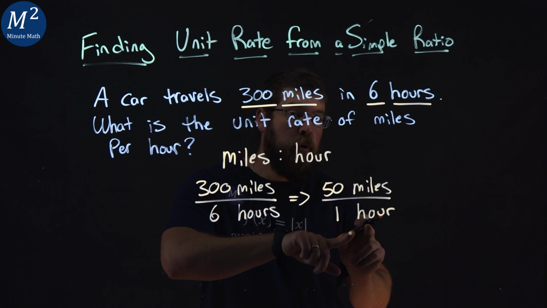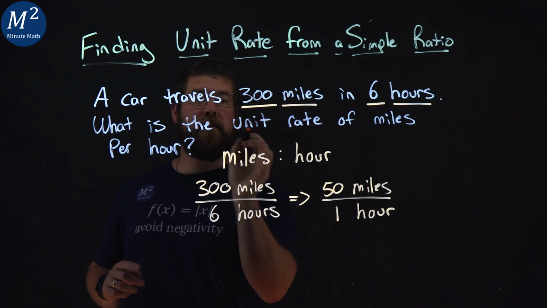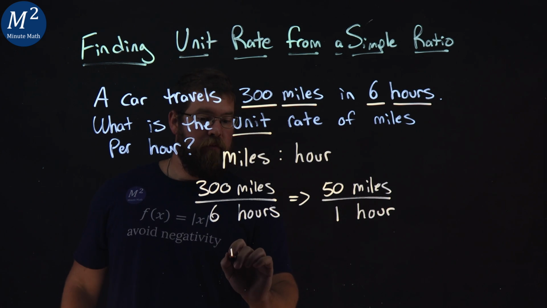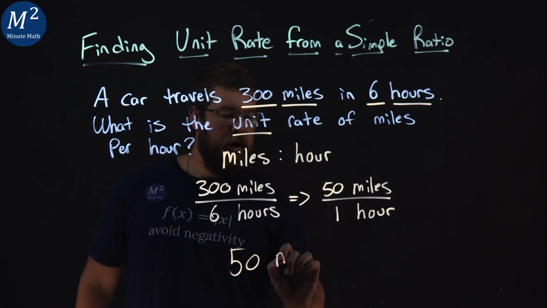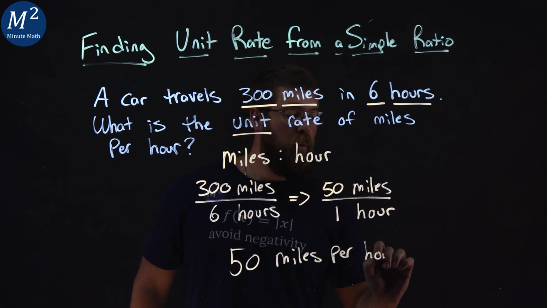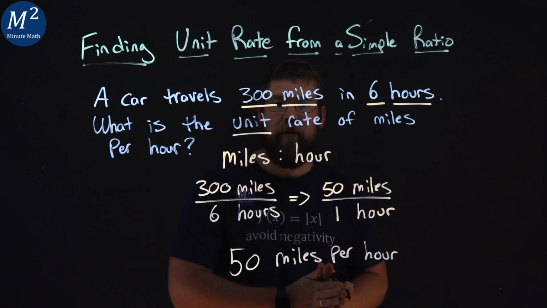And this is where we have a unit rate, 50 miles per 1 unit, keyword there, hour. So our answer would be 50 miles per hour, per 1 hour. So again, our answer is 50 miles per hour.